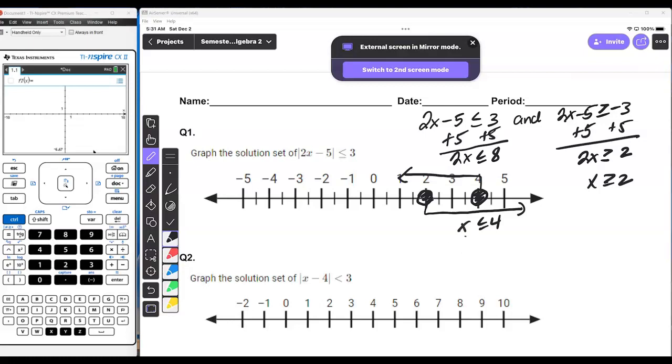So x is less than or equal to 4, and x is greater than or equal to 2. And so on the test, you would have to make sure that you indicate that those are all the solutions.